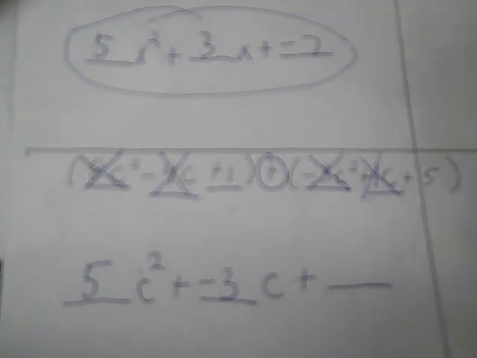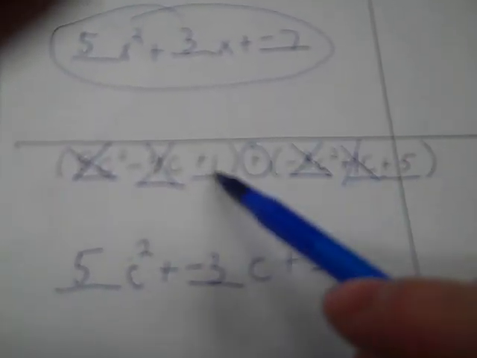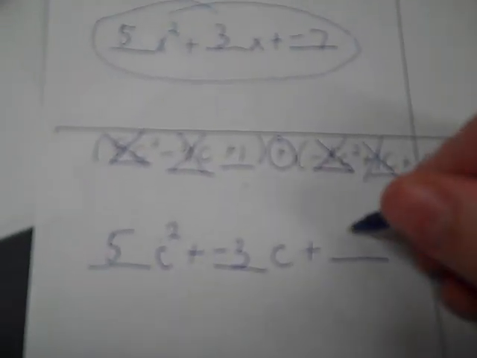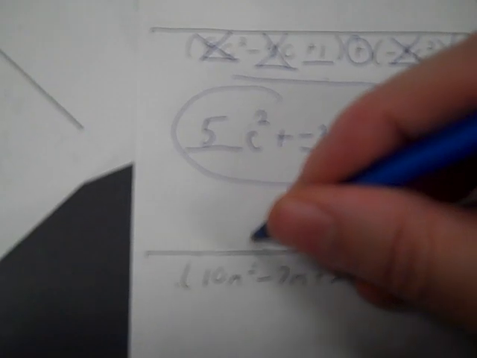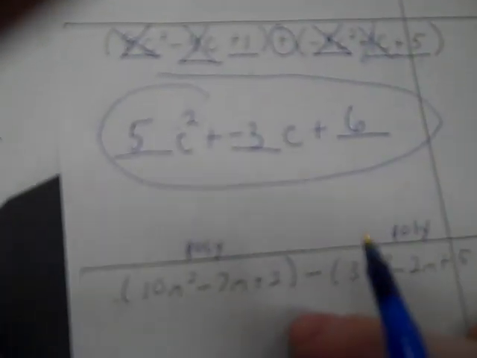Now I look for numbers without c. Positive 1, positive 5, that's easy. 1 plus 5 is 6. Okay, and that's my new polynomial. Again, the parentheses are there. Each parentheses represents a polynomial. So like here, that's a polynomial, and that's a polynomial, and you need to basically simplify this.